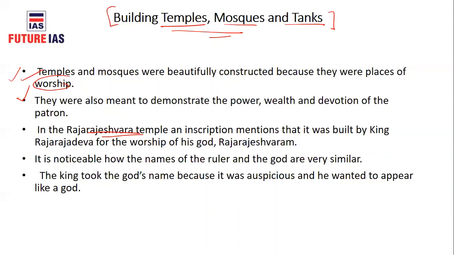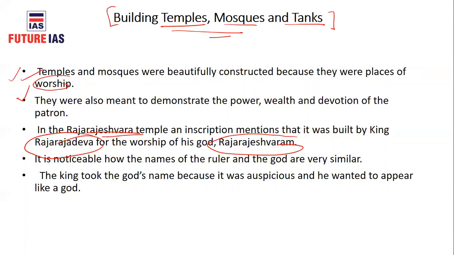So first of all, you must understand, in the Raja Rajeshwara temple, the god's name is Raja Rajeshwaram, and the king's name is Raja Deva. So you see here, the ruler is also named just like a god. The king's name is Raja Deva, and the god's name is Raja Rajeshwaram. So it looks almost similar. So why? Because the kings basically want to associate with the god. First of all, to associate with the name of the god is auspicious, and it also makes the king appear like a god, right?